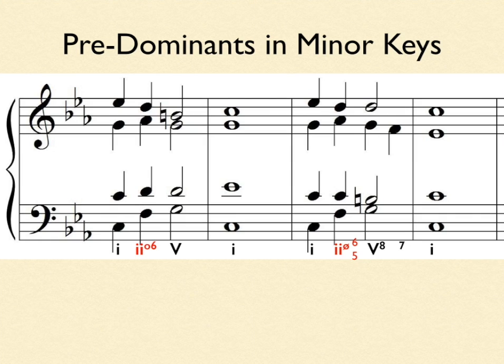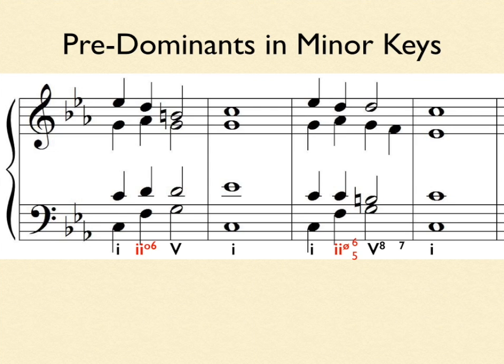So in this example, we're now using the supertonic as your predominant chord, and as you can see it's a diminished chord in the first example. It's got the little circle symbol next to it, but in the second example, it's a seventh chord in first inversion. So that's why it's 2 with a 6/5 for your figured bass there, and you can see that the circle now has a line through it to indicate that it's half diminished.